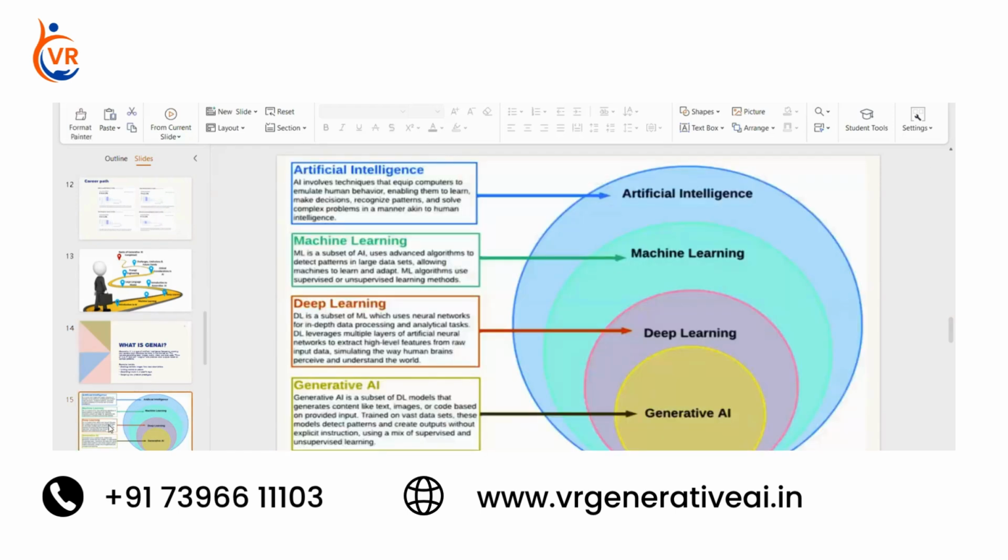Yeah. So you see here, artificial intelligence is a very big circle. It involves techniques that equip computers to emulate human behavior, enabling them to learn, make decisions, recognize patterns, and solve complex problems in a manner akin to human intelligence. So basically, AI is something which is trying to mimic a human, right? Whatever we are doing, however we take decisions, we are asking the system to do it in a similar way. It may not be like getting up and switching on the light. That's a physical task, so that AI is completely different.